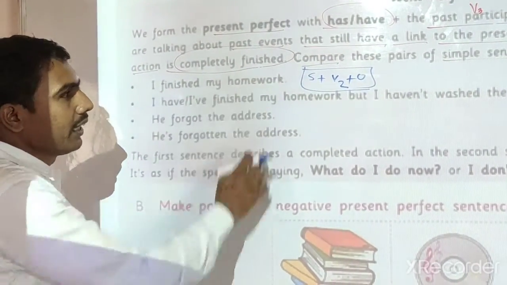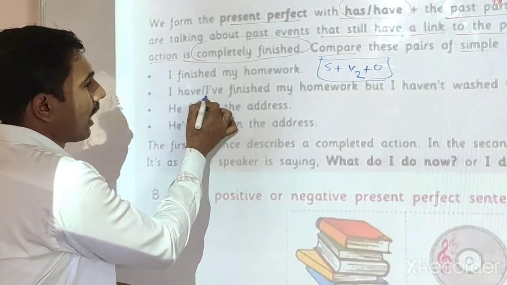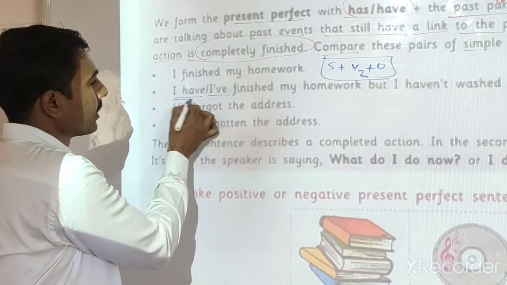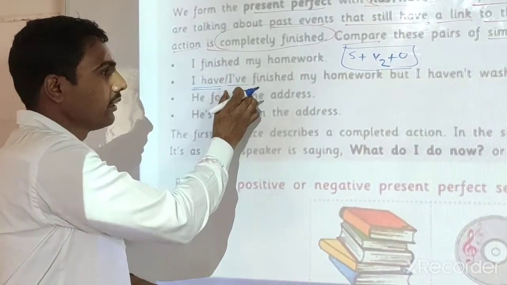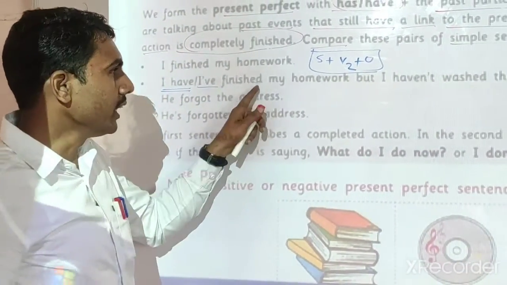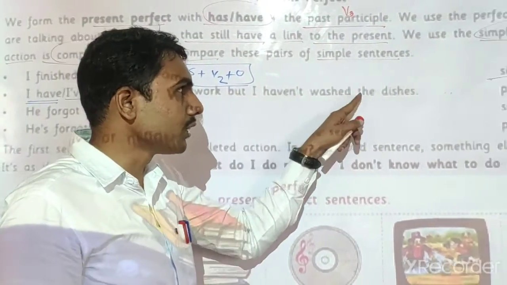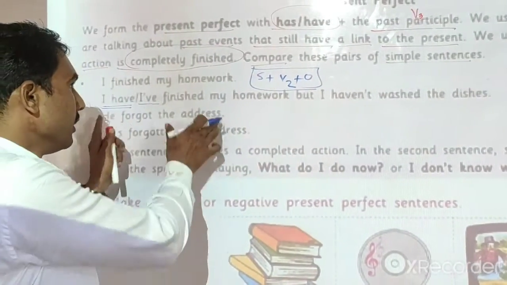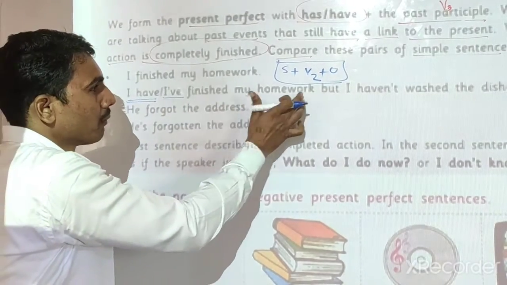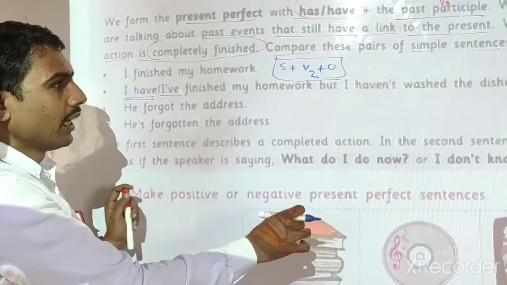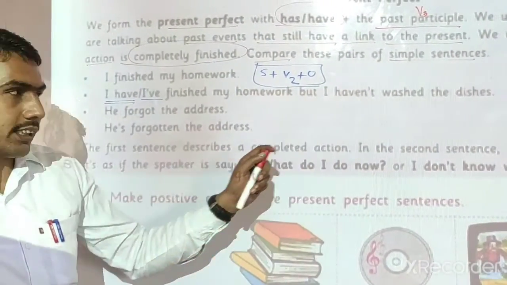I finished my homework. Then the second sentence, I have. We can write here I have in this way, also I've in this way. Both are correct. It is short form. I have finished my homework, but I haven't washed the dishes. These are the two sentences. The first one, I have finished my homework. It is one sentence, and I haven't washed the dishes. It is the second sentence.